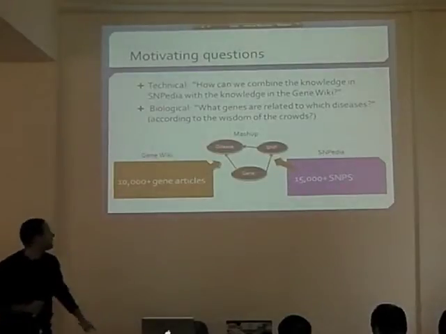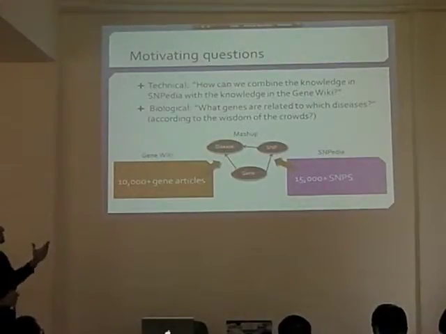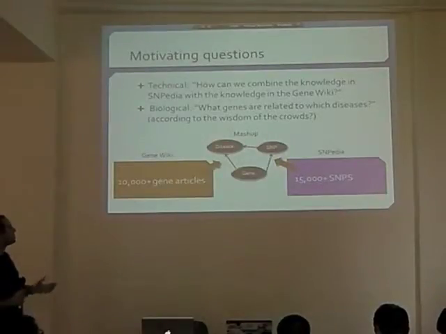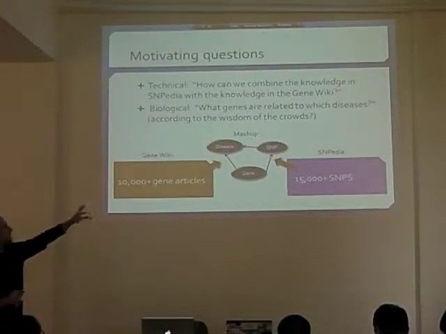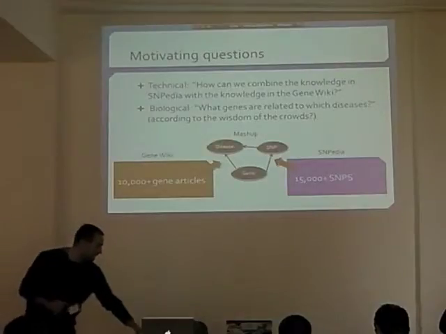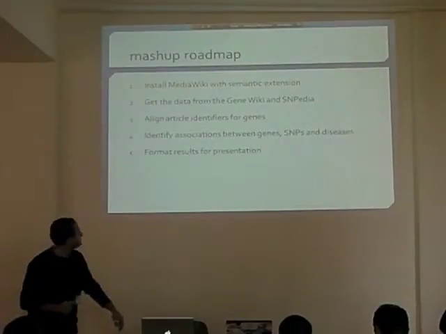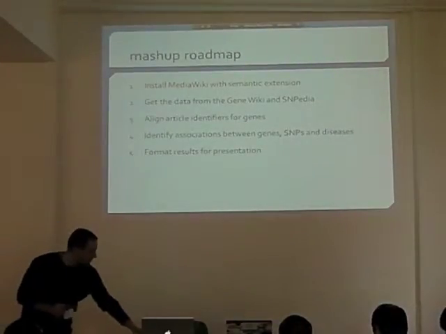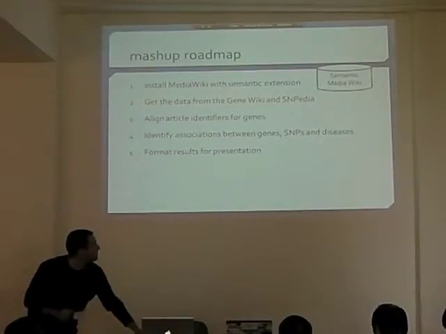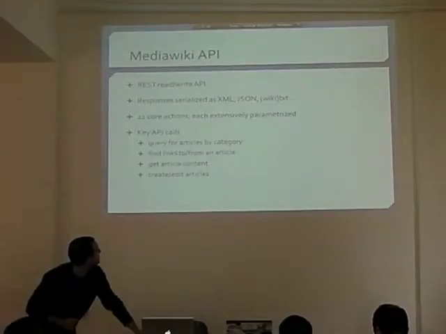And so we came out with this experimental wiki Mashup, where we used the Semantic MediaWiki framework to pull articles from GeneWiki and SNPedia, put them together and link the information. So this is the roadmap of the Mashup. First step was obviously to install the Semantic MediaWiki. Then we get the data.